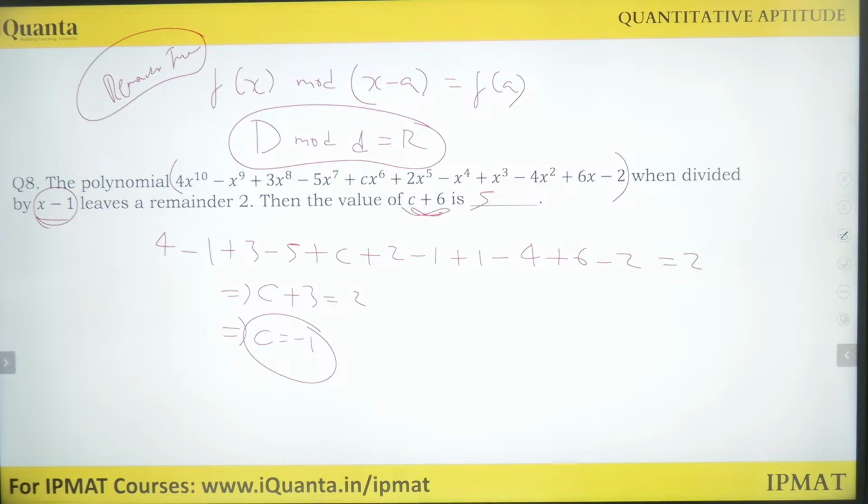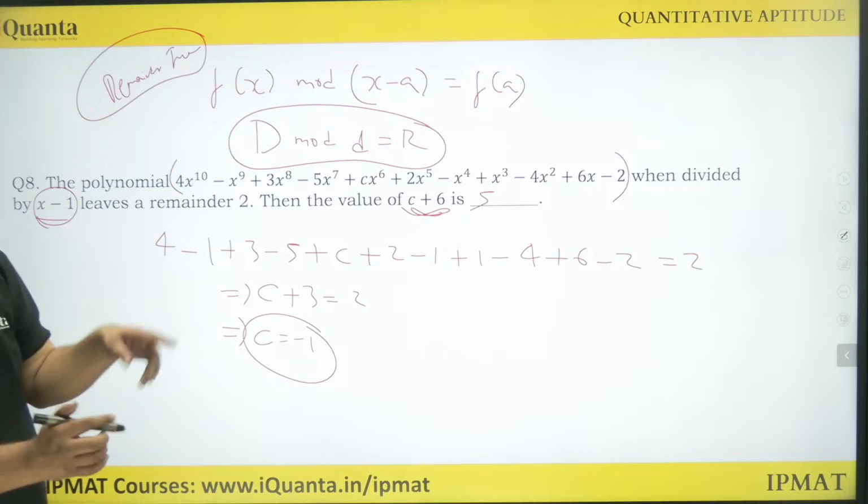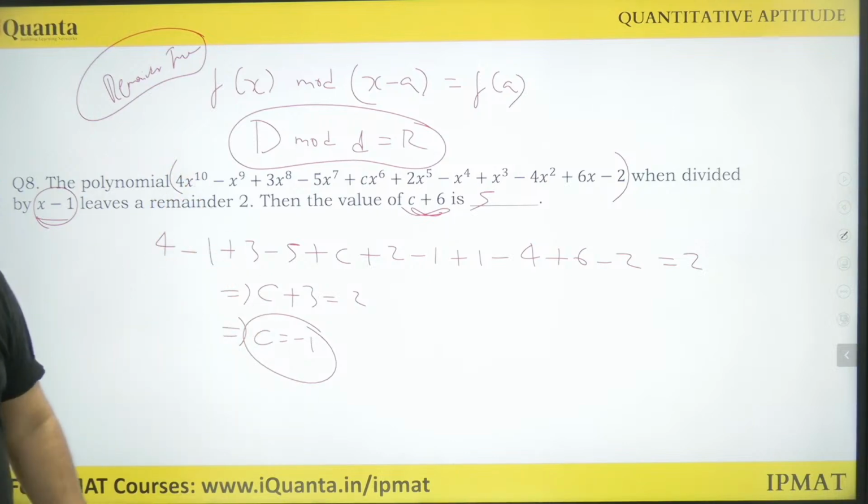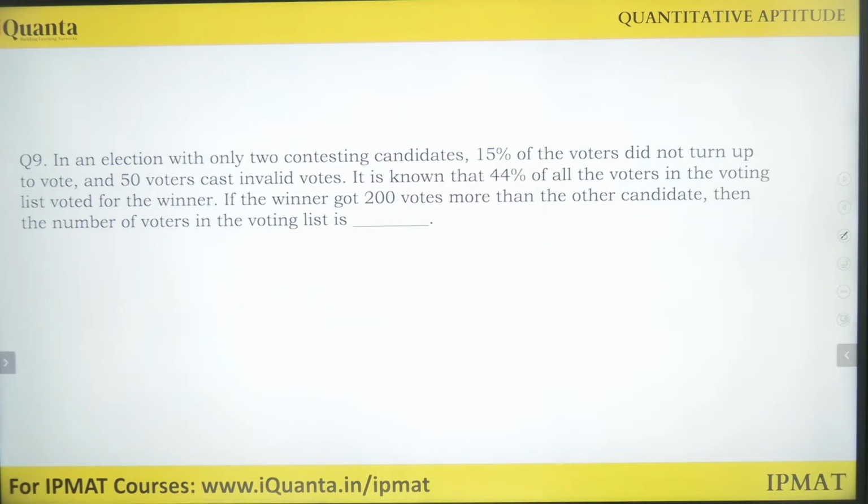Clear to all of you? As easy as that. Had it been x minus 2, we would have put 2 in place of x, but that is something they won't ask because 2 to the power 10 will be too difficult to calculate. That's why they put 1 over there. 5 is the answer. All of you got that? Very good. Perfect. The next one.